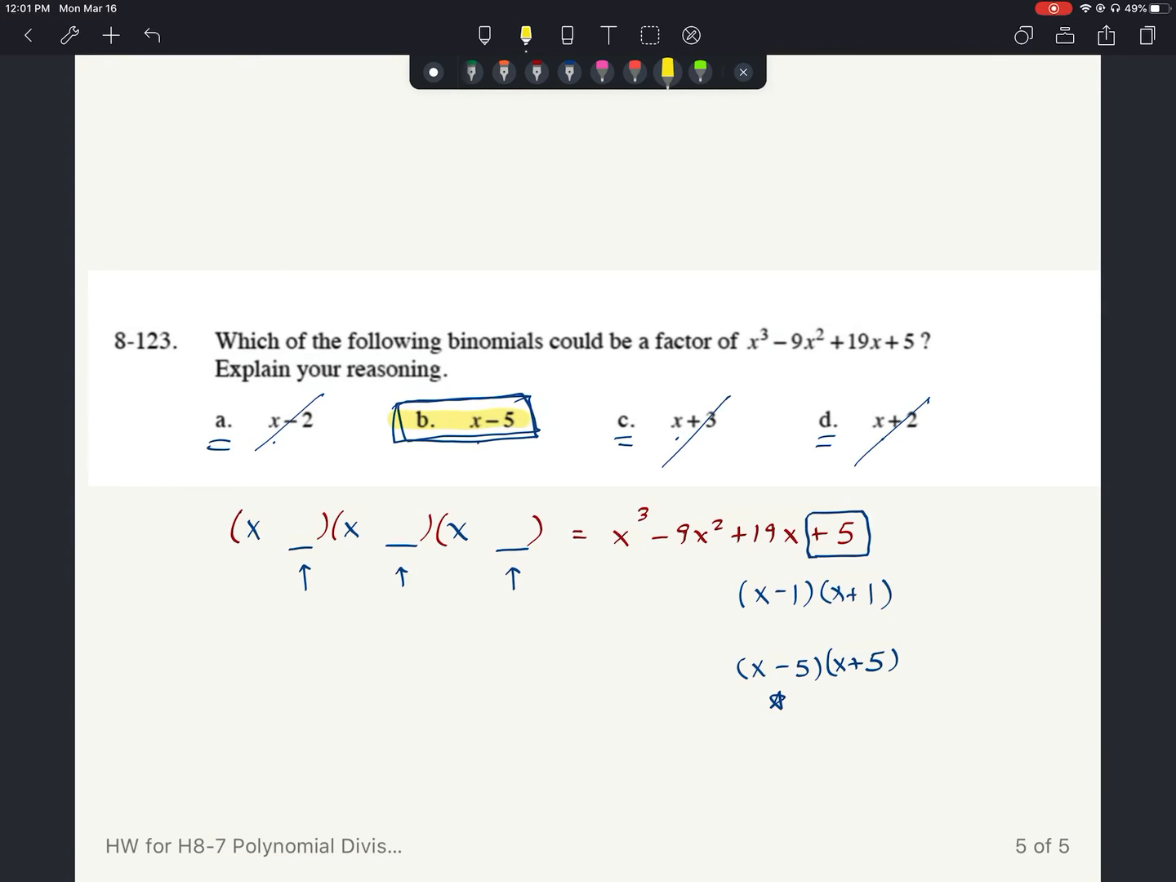Hopefully that makes sense. If you have questions, make sure that you are contacting me and I will help you out. All right, this is problems 8-122 and 123 from the H8-7 homework.